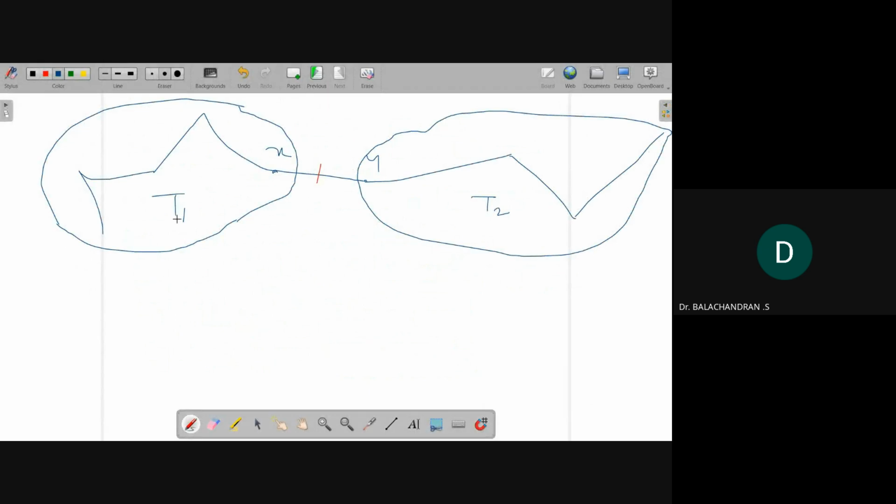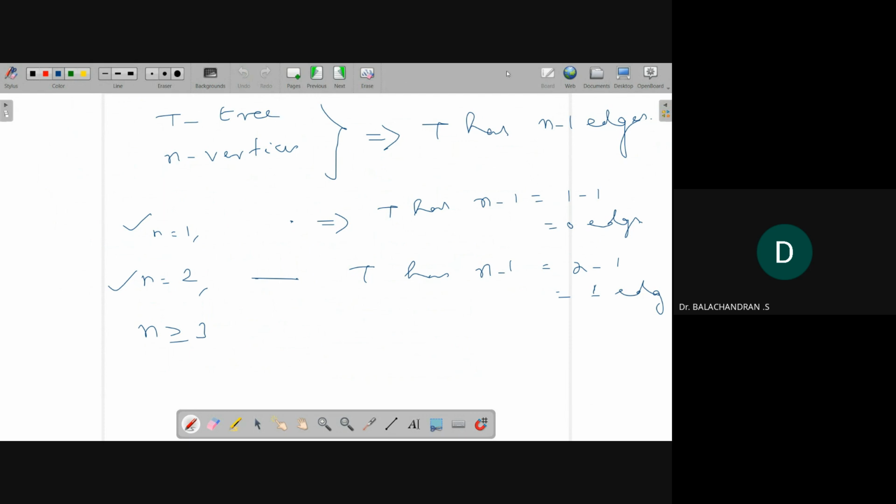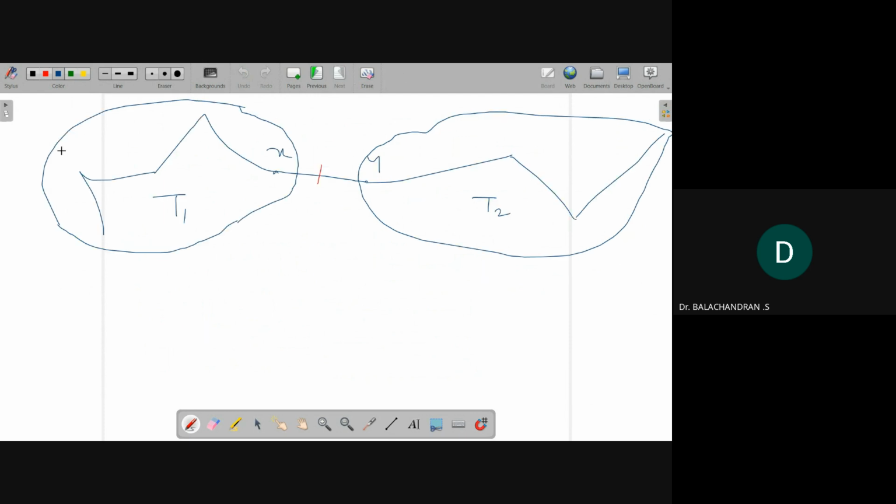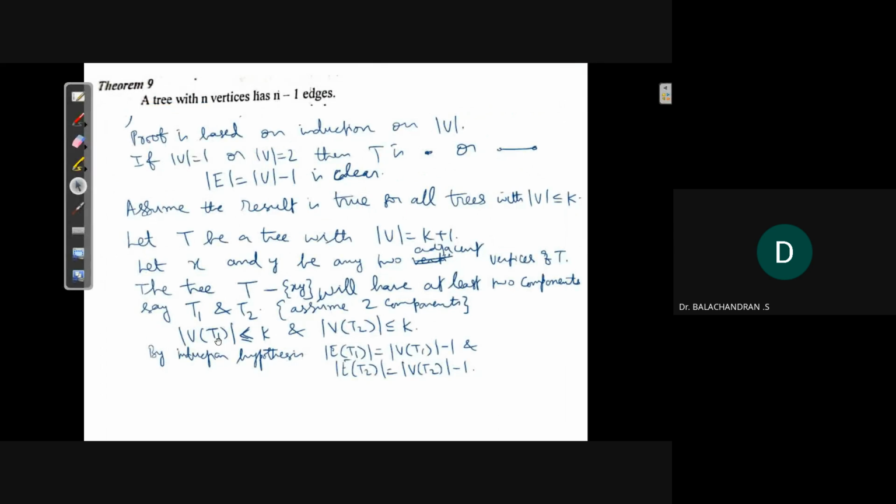Again, I'll repeat. This portion T1 is a connected component, and we assumed that T is a tree. So T1 is also a tree, that means connected and it has no cycle. Similarly, T2 is also connected and has no cycle. But the maximum number of vertices in T1 is k. Similarly, the maximum number of vertices in T2 is also k, because the number of vertices in T is k plus 1.